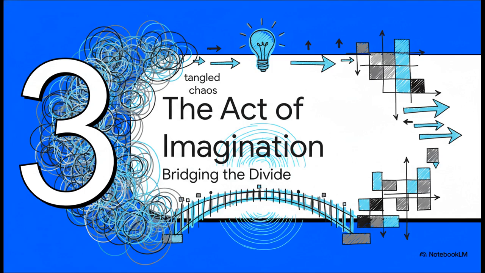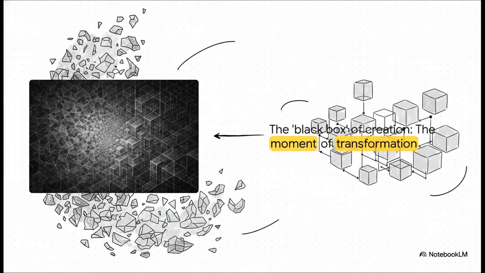This is the turning point. This is the bridge between those two worlds. Look right here, in this transitional space. You can literally see the fractured organic shapes starting to pull themselves together. They're beginning to find edges, to form the basic building blocks of cubes. This right here is the black box of creation. It's the moment of transformation.